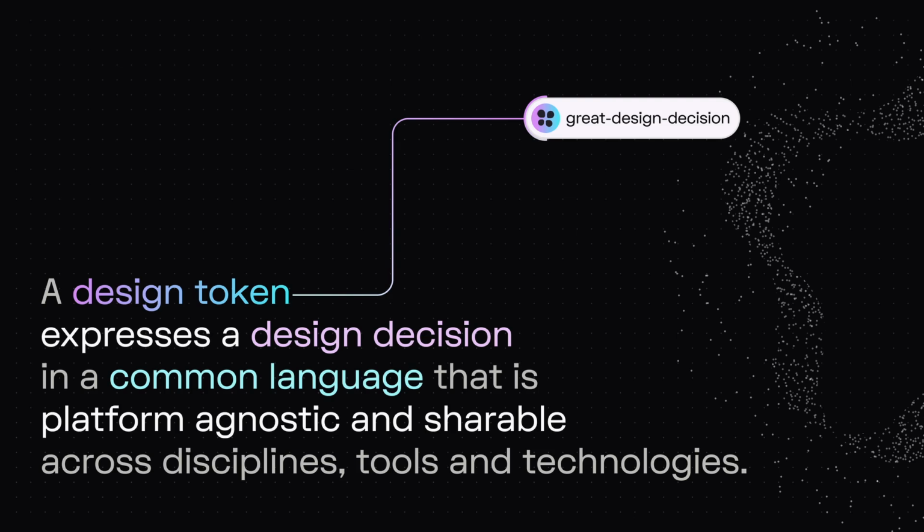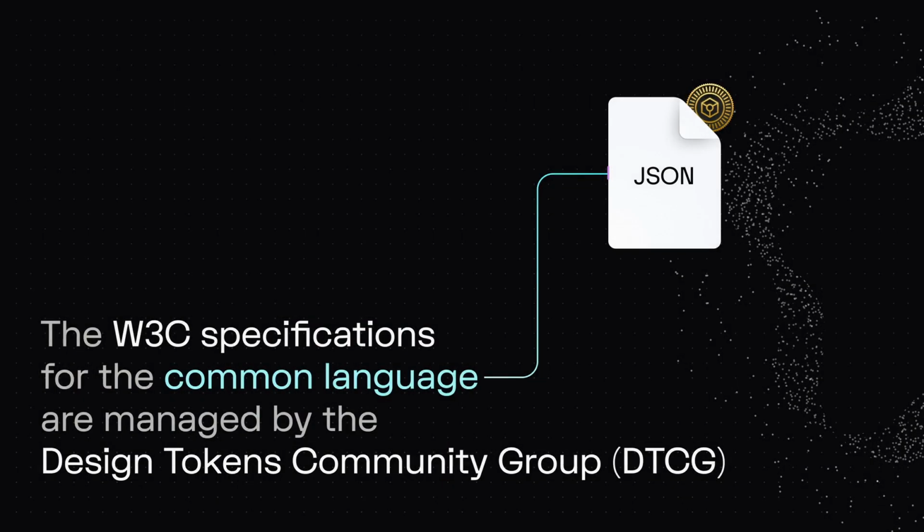A design token expresses a design decision, and it's written in a common language that is platform agnostic and shareable across different disciplines, tools, and technologies. That idea of the common language talks about how we write those tokens so that they can live in a JSON file and then have them in code to share between our engineering team and anyone else who needs to consume them. And the way that we write those tokens and what it includes or doesn't include is managed by the Design Tokens Community Group.